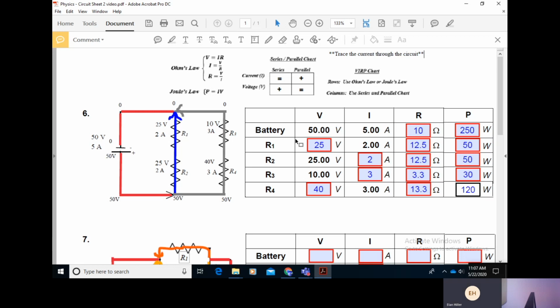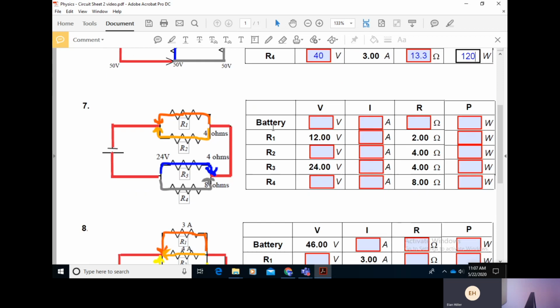Okay, that concludes question number 6. Let's move on to number 7. In puzzle number 7, you can see we have some unknown voltage, but I'm going to put the positive side here and the negative side here just to remind us.